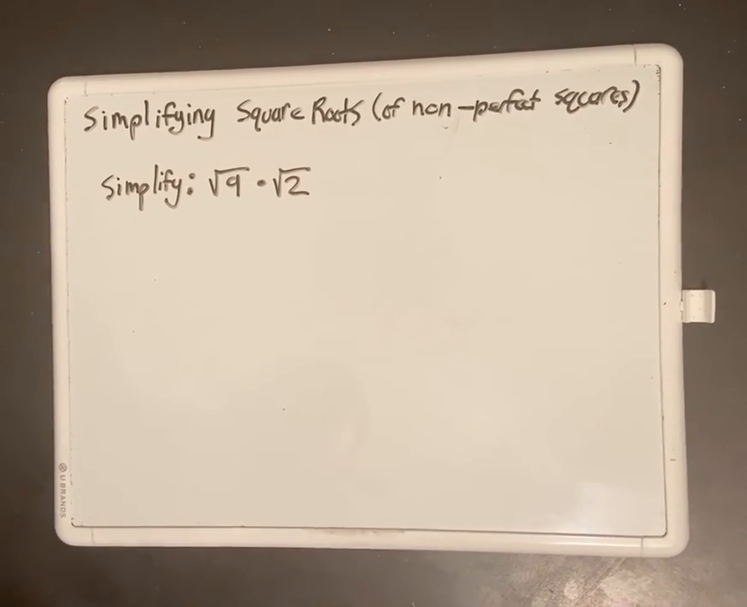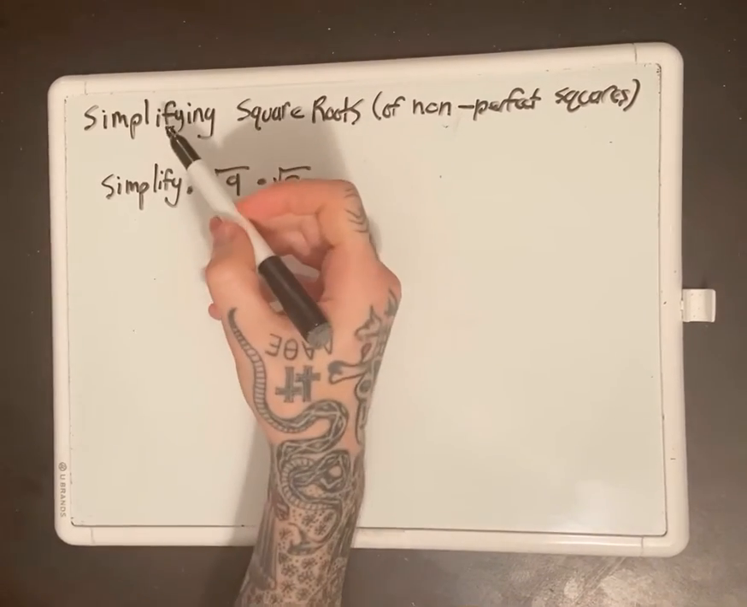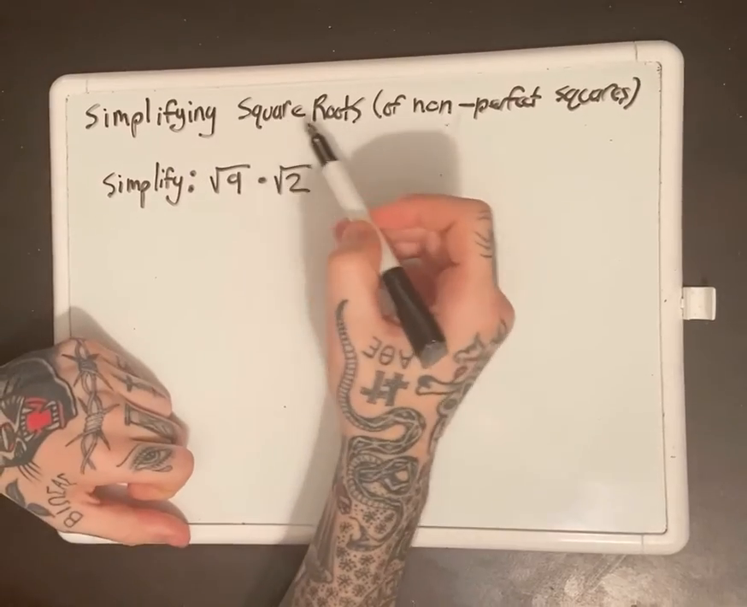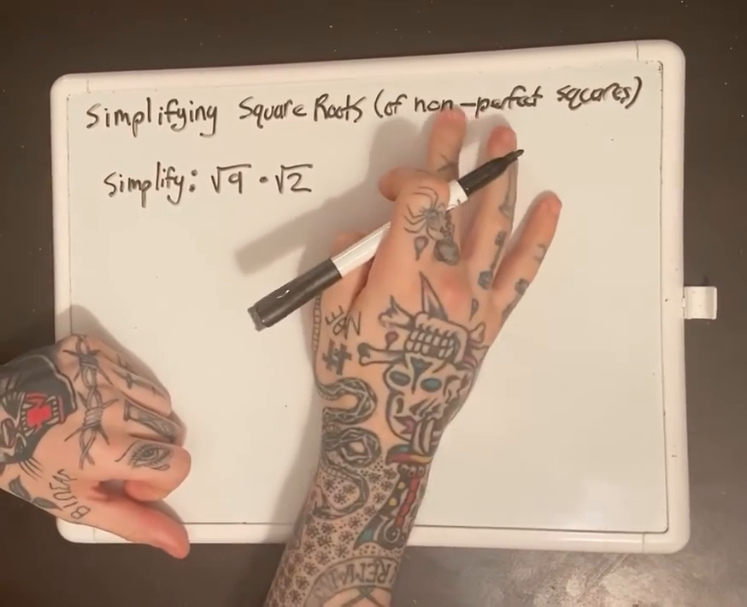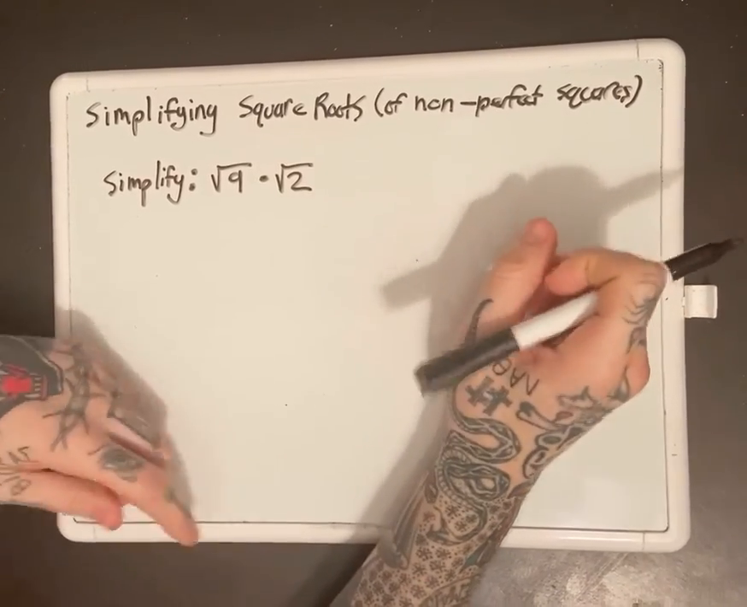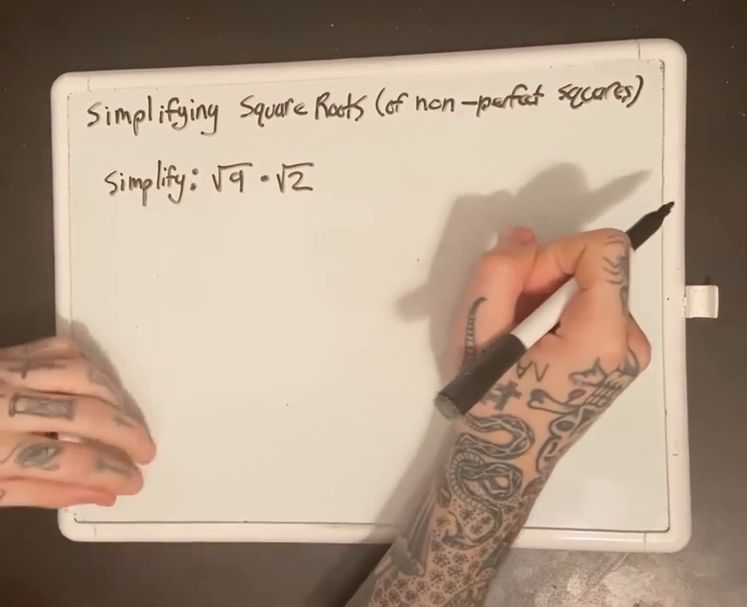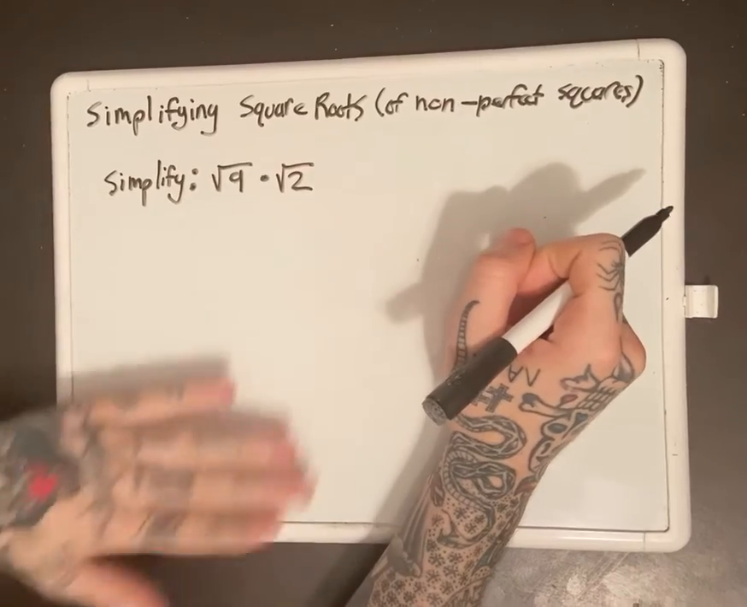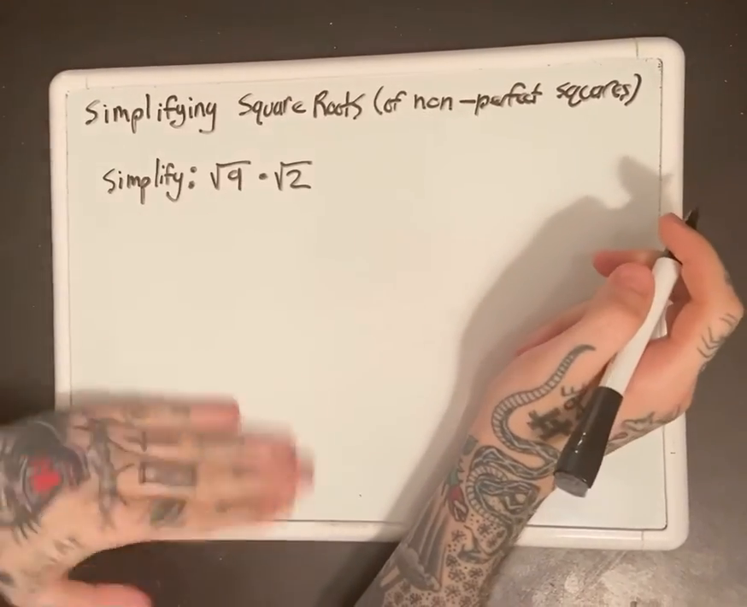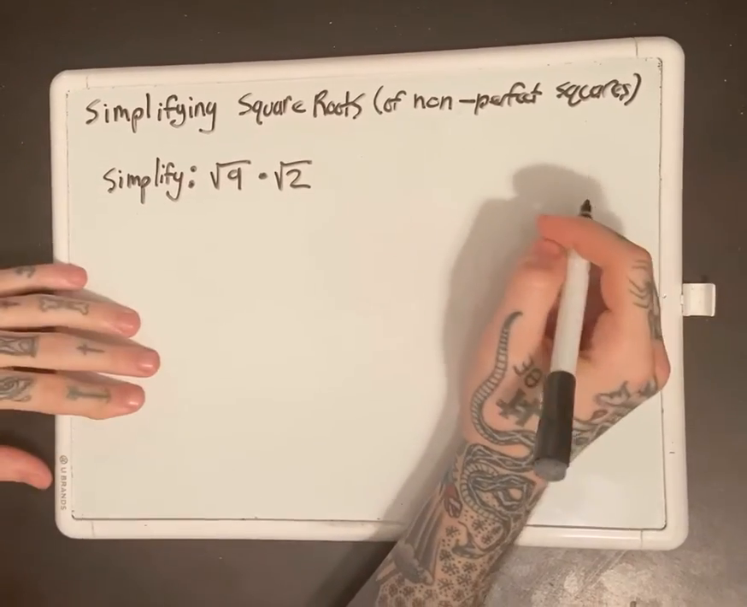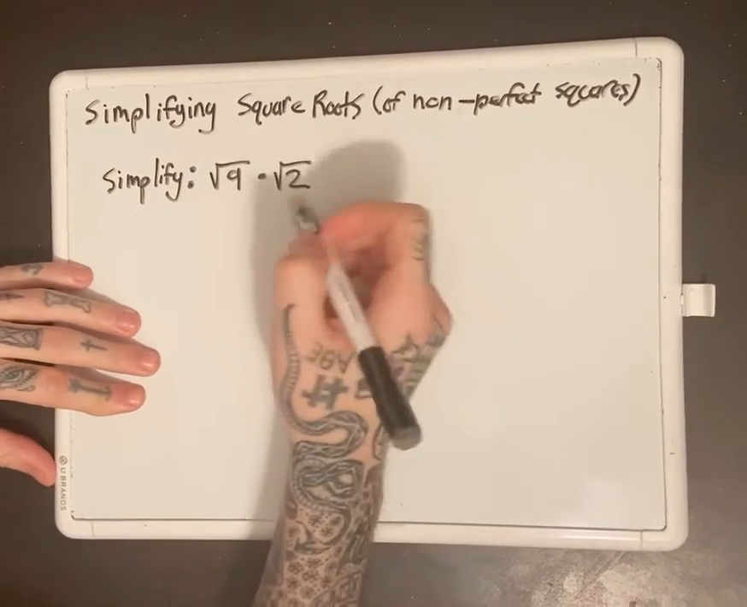All right, welcome to the class for simplifying square roots of non-perfect squares. We already know how to simplify square roots with perfect squares because we just take the square root of them. So let's look at this first example. I'm going to do it in two ways, but let's just look at it as is.